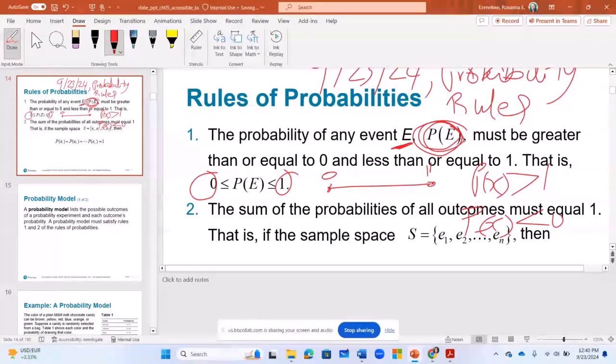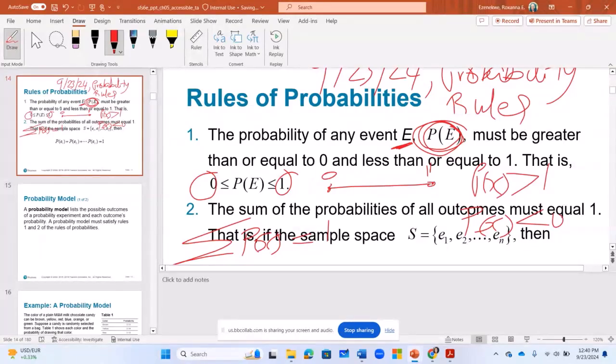The sum of all the probabilities must be 1. So the sum, sigma of all the probabilities of X, must be equal to 1. That is why we say that the area under the normal curve is 1. The total probability is 1.